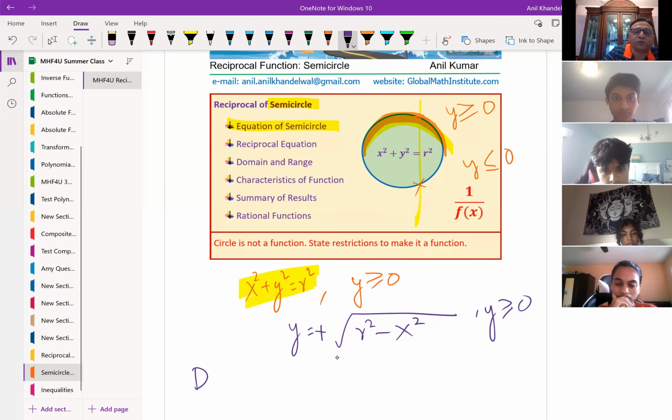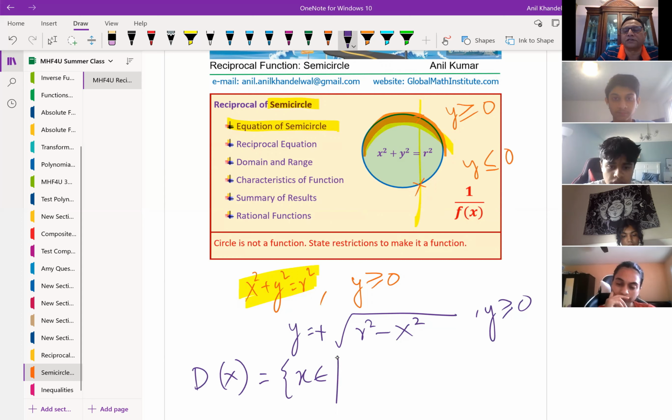Yes, Hamza, can you tell me the domain of this semicircle? In terms of R. Because it is R square minus X square, correct? So it would be x of all real numbers. Did you forget that? R is greater than or equal to 0, I think. No, that is not working.